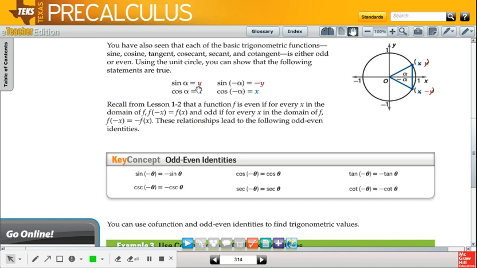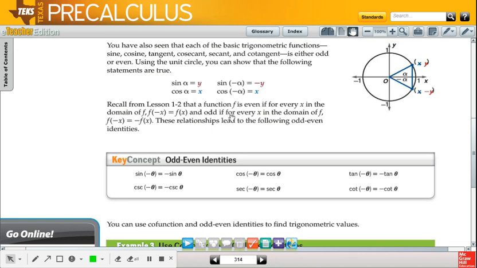Using the unit circle, you can show that the following statements are true. Sine alpha equal to y, sine negative alpha equal to negative y, cosine alpha equal to x, cosine negative alpha equals to x. Recall from lesson 1.2 that a function f is even if for every x in the domain of f, f of negative x equals f of x. So the value of f of negative x will be the same as f of positive x.